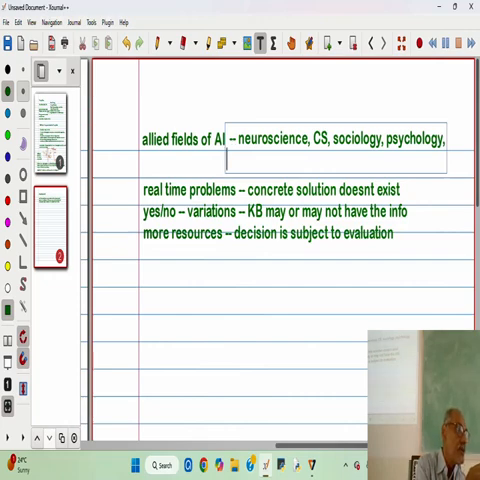No, no, no, no. It is going to restrict itself only to artificial intelligence domain.